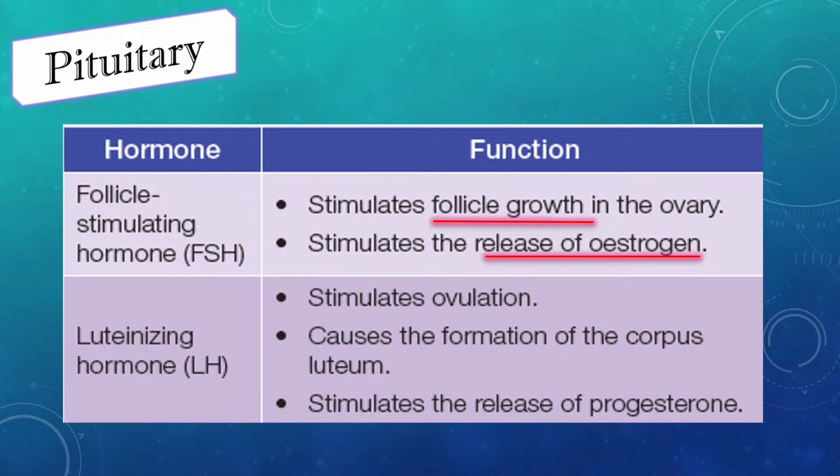Now we go for LH, which is the luteinizing hormone. LH has 3 important functions. The first one is to stimulate ovulation. LH at its peak, that means at the highest level, will stimulate ovulation. After ovulation, what happened? The empty bag, the empty graafian follicle will form corpus luteum. So LH is also important to ensure that the graafian follicle forms corpus luteum. And then this corpus luteum will release.